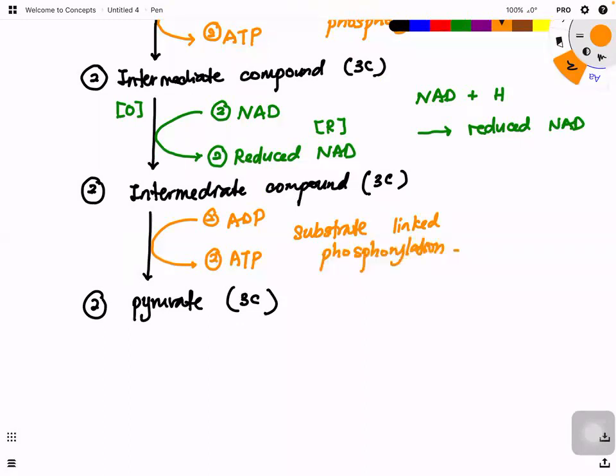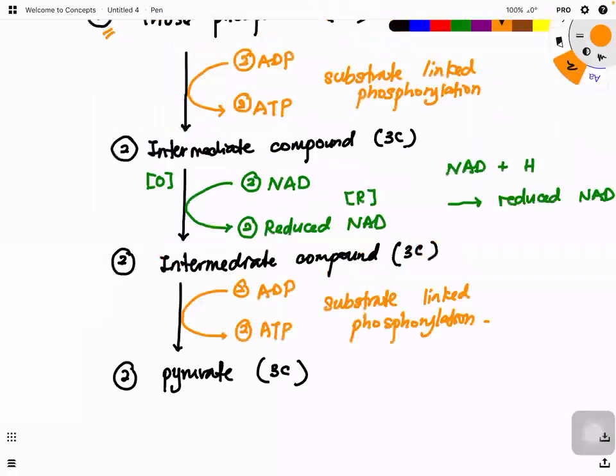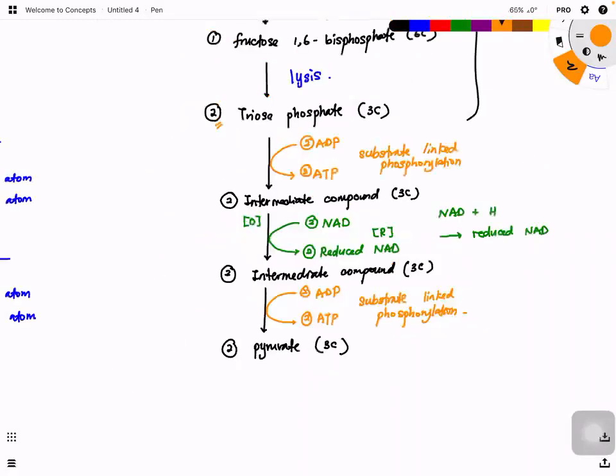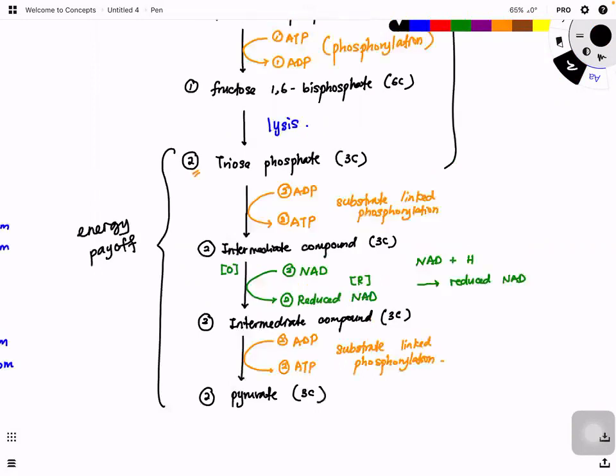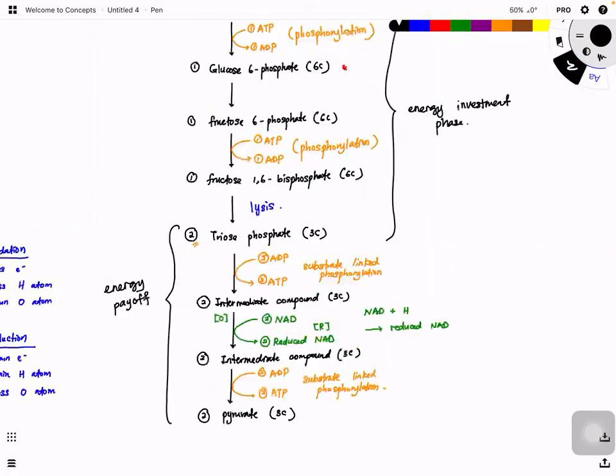So we have done until this part. So from here, from triose phosphate all the way here, we call energy payoff. That means that we gain back the ATP. Okay. So this I will go through again with you guys.